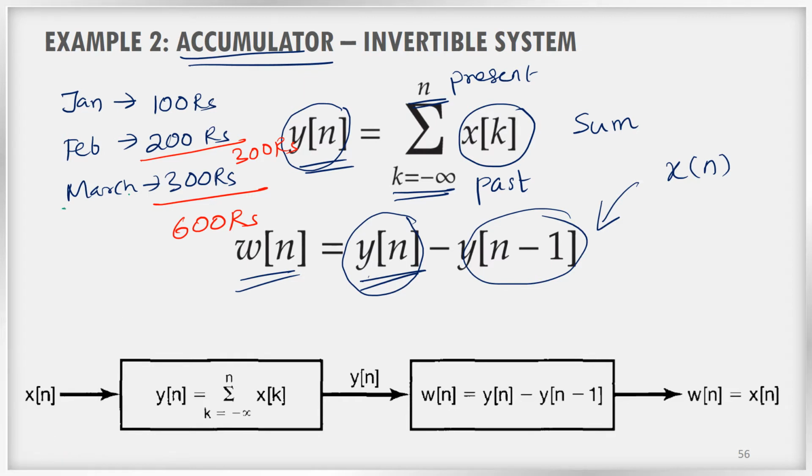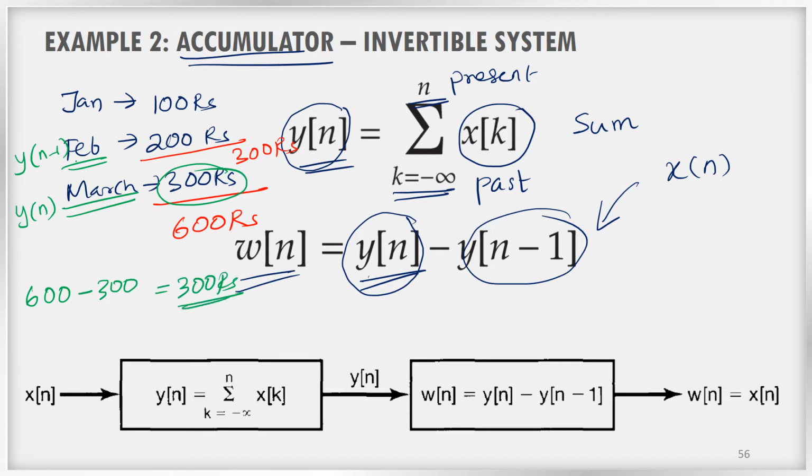So up to March, the sum is 600 rupees. Now if you take the difference between March, that is y of n, and February, that is y of n minus 1, you can get the investment in March, that is 600 minus 300 is equal to 300 rupees. So that is the investment in March. In order to find the present input, you have to calculate the difference between the present output and the previous output.